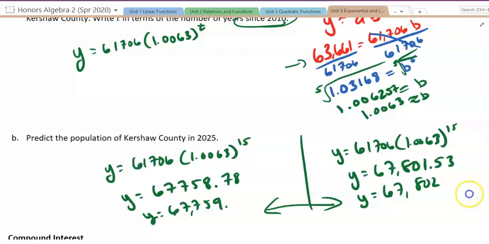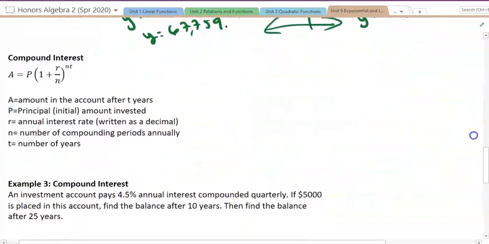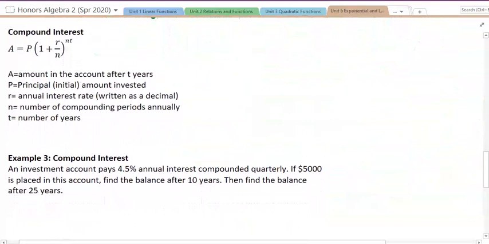All right. So let's talk about another type of exponential function, and this is compound interest. And this is one that will boggle your mind.